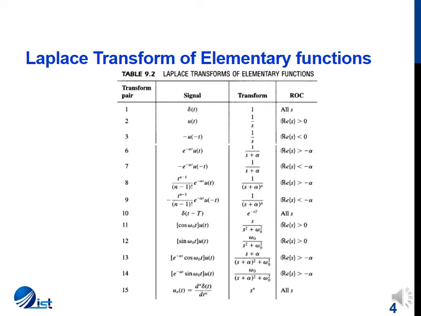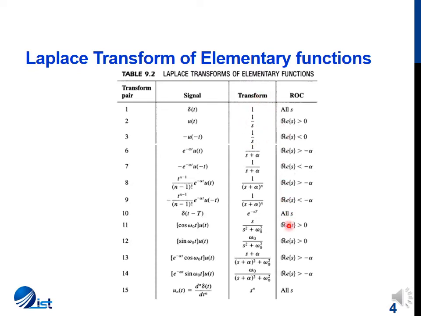And this is a right-sided unit step function. Notice it's a right-sided signal, so the Laplace transform is 1 by s, but since the pole is at s equal to 0 and it's a right-sided signal, the ROC is real part of s greater than 0. Minus u of minus t also has the same Laplace transform, 1 by s, but now since it's a left-sided signal, the ROC is to the left of the pole, which is real part of s less than 0.